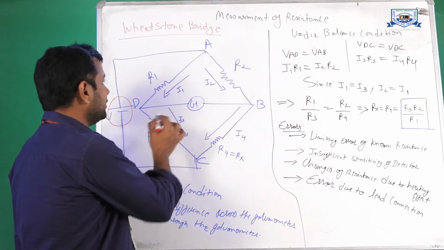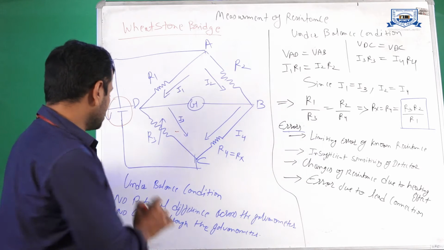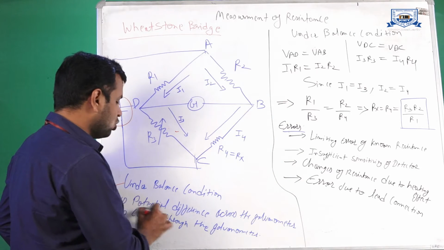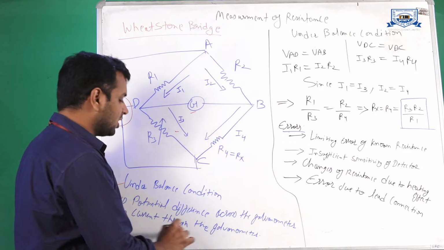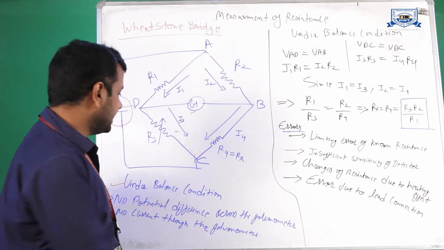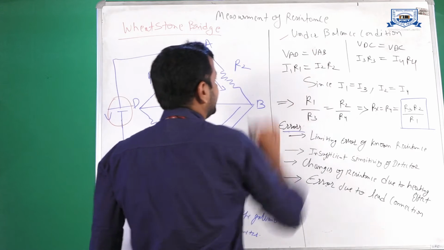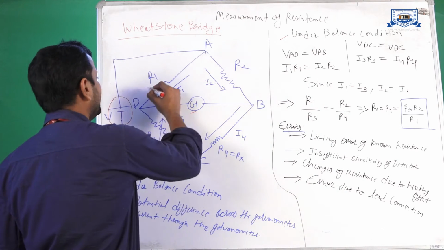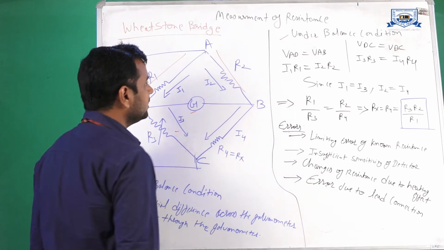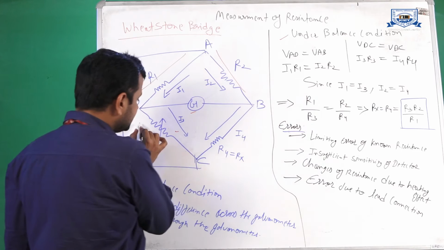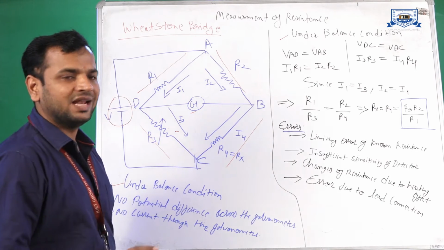We will use this bridge under the balance conditions. So what is the balance condition? Under the balance conditions, there is no potential difference across the galvanometer, and also no current through the galvanometer. So under the balance conditions, VAD is equal to VAB, and VDC is equal to VBC.